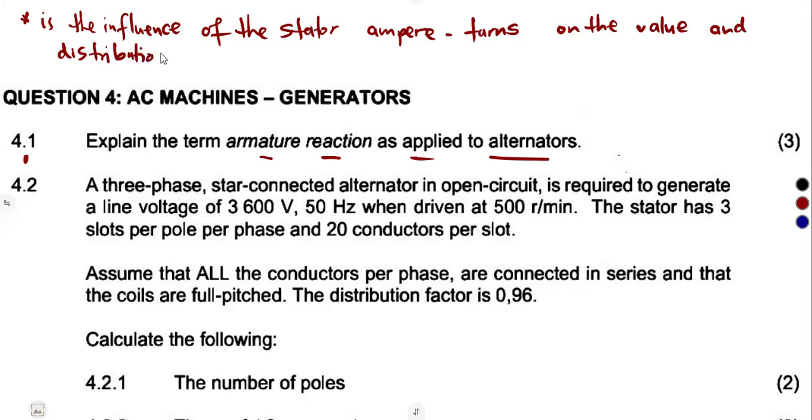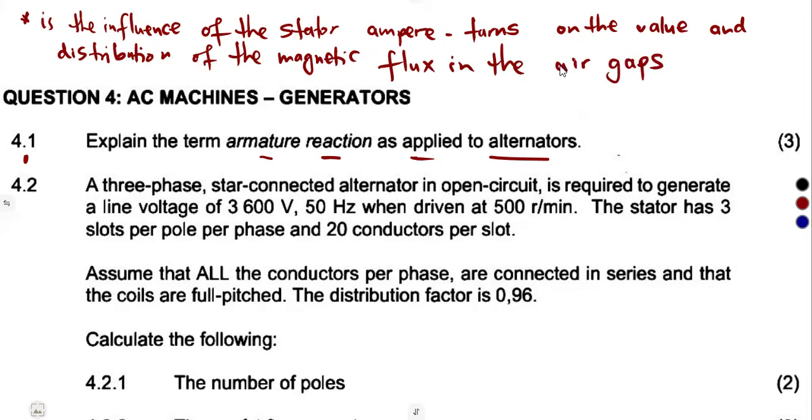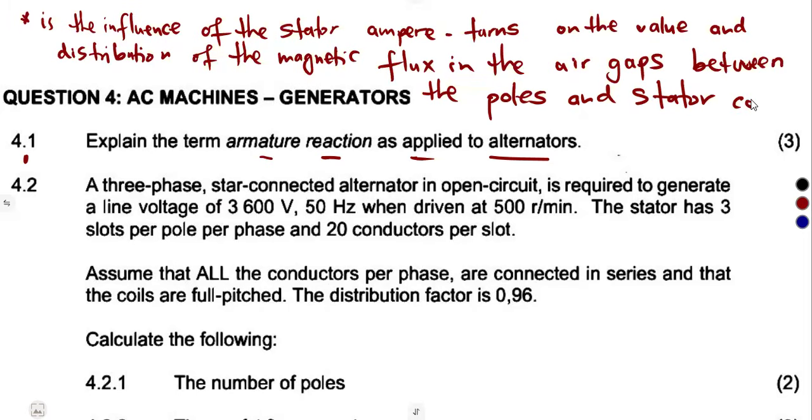Distribution, that is distribution of the magnetic flux in the air gaps. So this is taken in the air gaps between the poles and the stator. So we are dealing with the stator core. So that is the major part, guys, that you need.